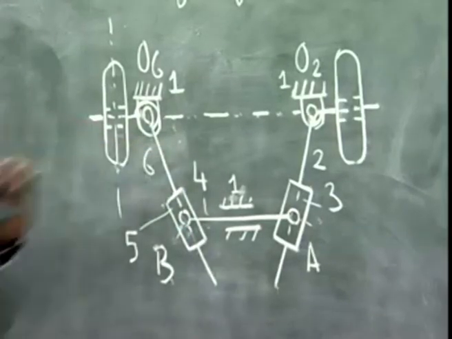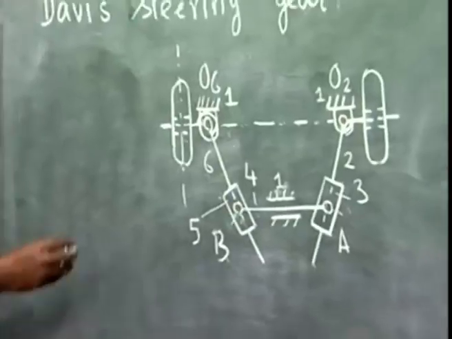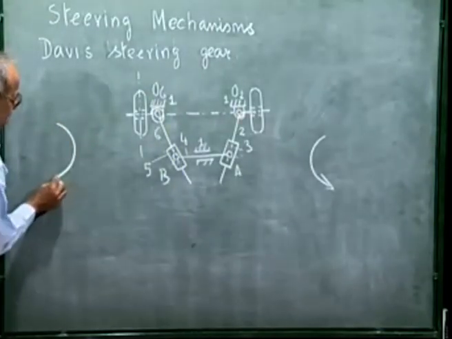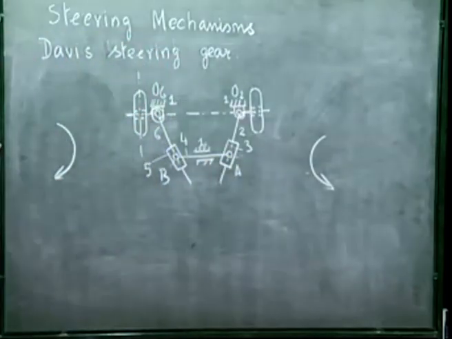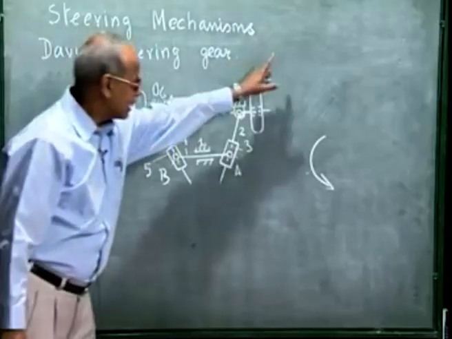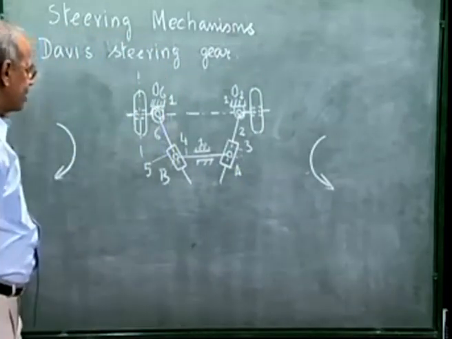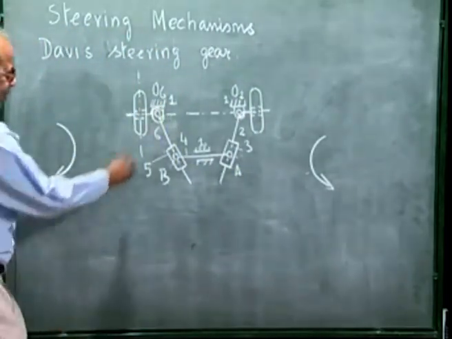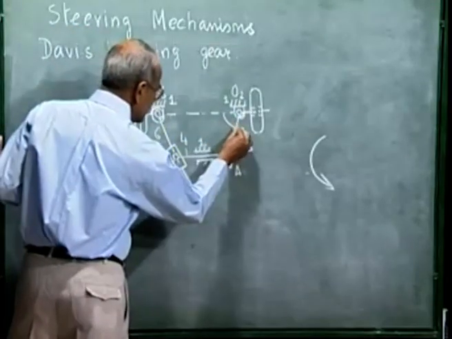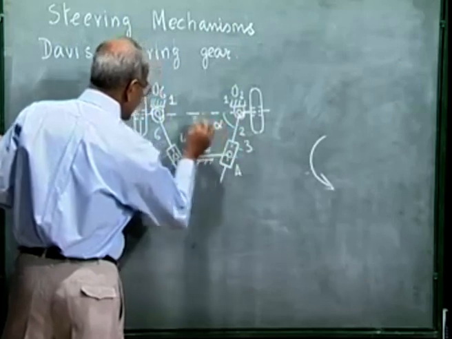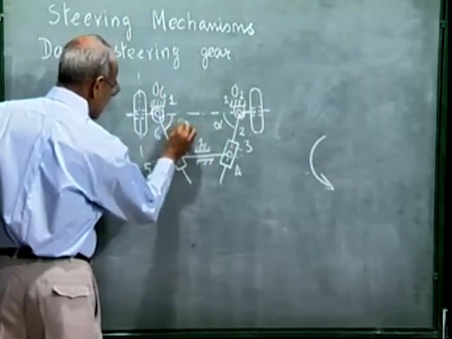Obviously, the mechanism has to be symmetric such that similar turn can take place either in this direction or in this direction. The car can turn in this way or the car can turn that way. Now, as we see, this mechanism is symmetric. That means this angle is same as this angle.